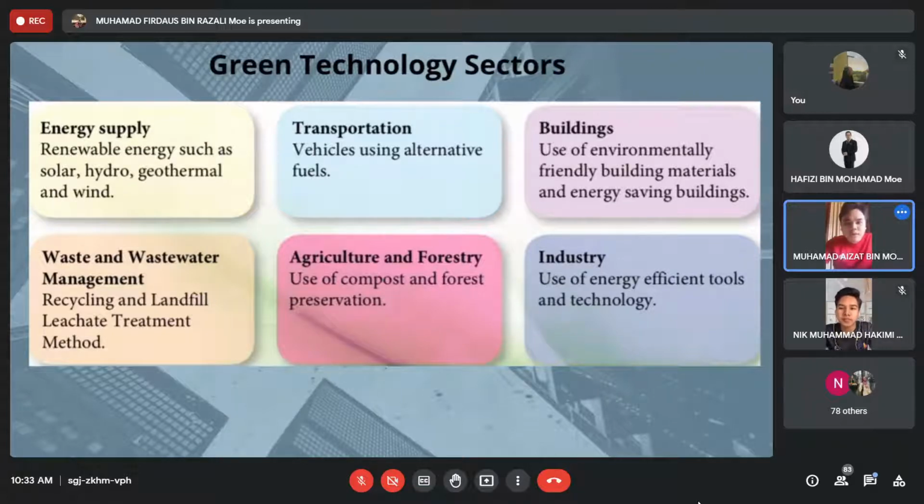Okay. Next one, waste and wastewater management will be described further in this section. And the next, agriculture and forestry and industry is the use of energy efficient tools and technology. Okay, so these are the sectors of green technology. And next, I pass to Nik Hakimi.